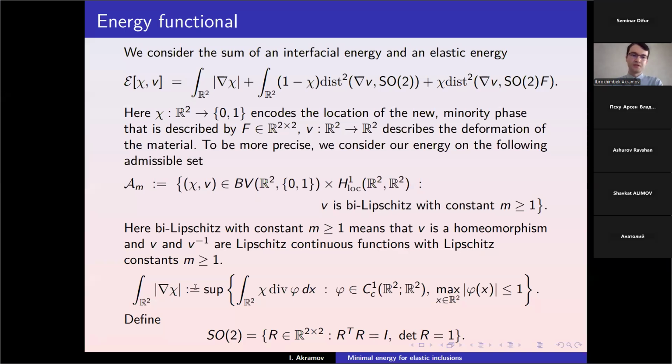The first, interfacial energy, nabla chi, is equal to the supremum of the integral of chi divergence phi dx, where phi is from C1 with compact support, and the maximum of |phi(x)| is smaller than 1. And SO2 geometrically means just the rotation set.